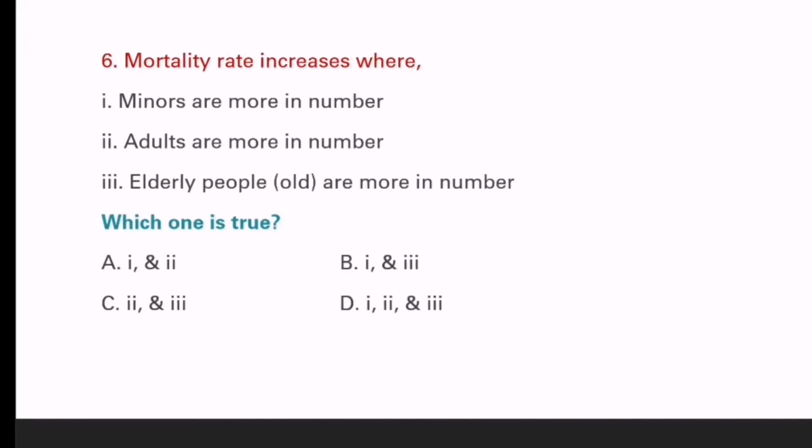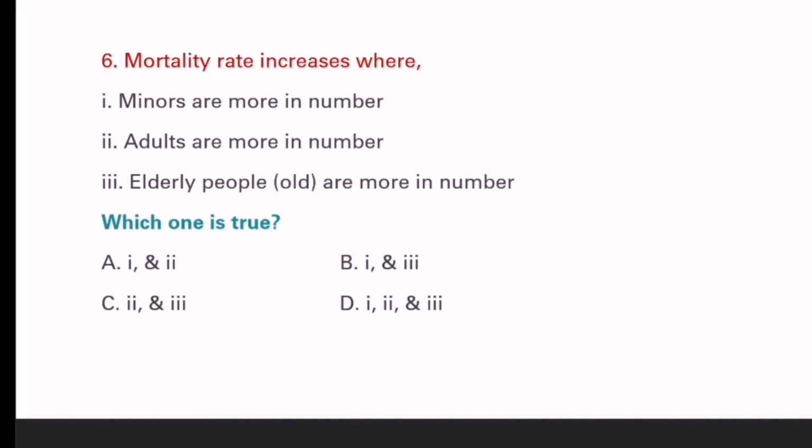Question number 6 is a multiple choice question. The question here is, mortality rate increases where 1. Minors are more in number, 2. Adults are more in number, 3. Elderly people, that means old people, are more in number. Which one do you think is correct? Option A is 1 and 2. Option B is 1 and 3. Option C is 2 and 3. And option D is all of them, that means 1, 2 and 3.